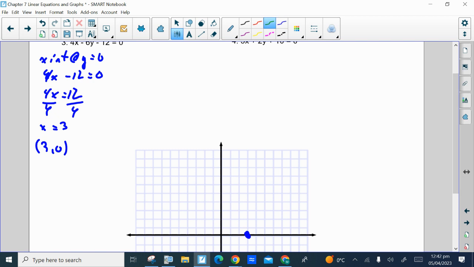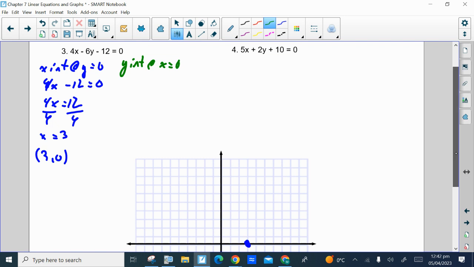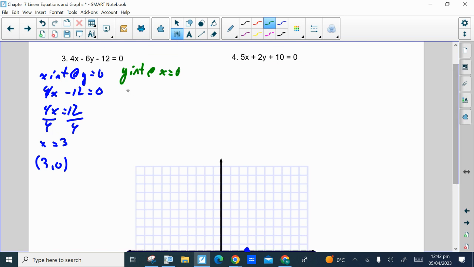Emil, how do we find the y-intercept? That's right. Let the other variable, x equals 0. So the x term just disappears. You're left with negative 6y minus 12 equals 0. So, you can add the 12 to both sides. And then to get y by itself, you divide by negative 6. And y will equal negative 2. 12 divided by negative 6 is negative 2.